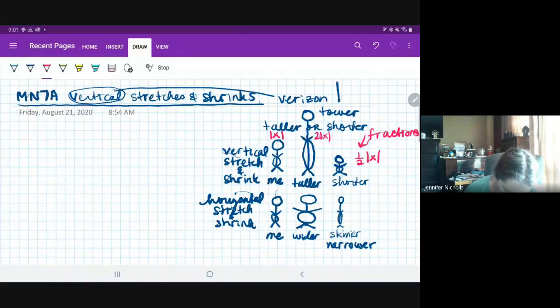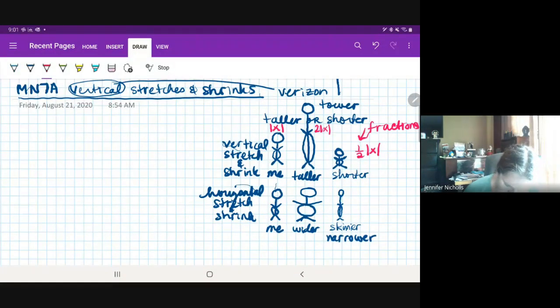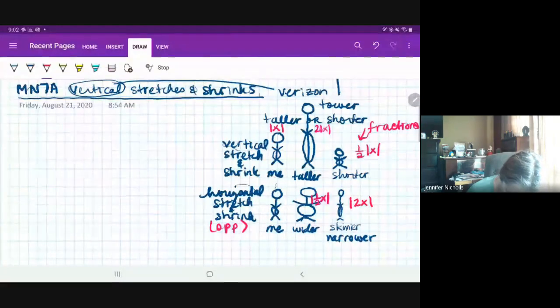Okay, so skinnier is actually opposite. So you actually would put the 2x on the inside, because remember, horizontals, left and right, are opposite. But we'll learn this Monday. That's a little confusing. And then this one's actually 1/2 on the inside. And then this is a plain absolute value of x.